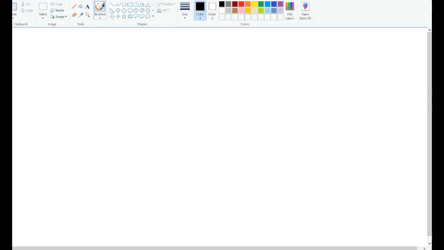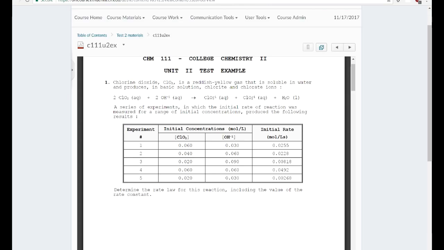So what we need to do is we pick one of our experiments. It might as well be experiment 1. There's no reason for it to be anything in particular. And we plug it in for that particular experiment. So experiment 1, 0.06, 0.03, 0.0255. In the math coming up, I do the math correctly, but I accidentally use 0.06 instead of 0.03 for the concentration of hydroxide. So that means that the answer I get for K is going to be off by a factor of 2. It's going to be half as big as it should be.